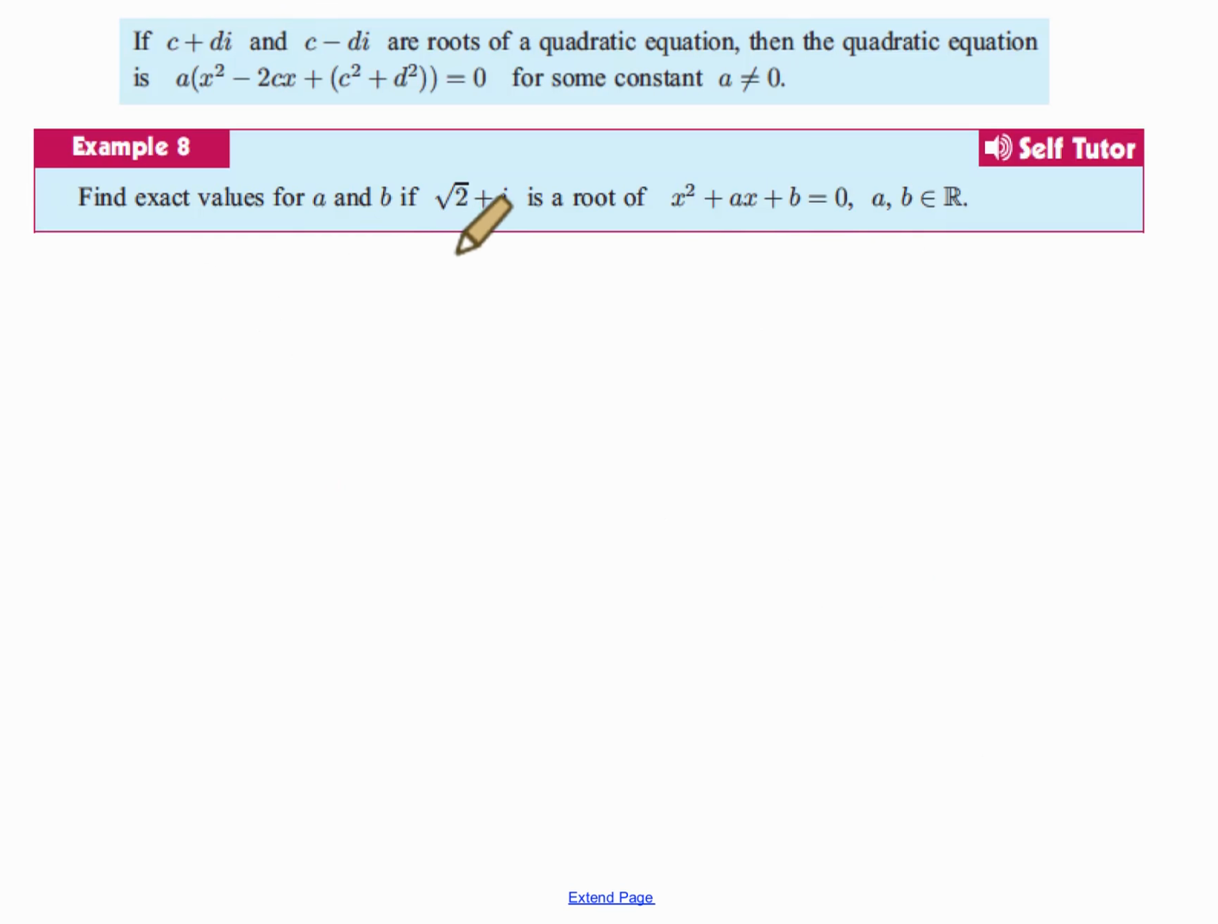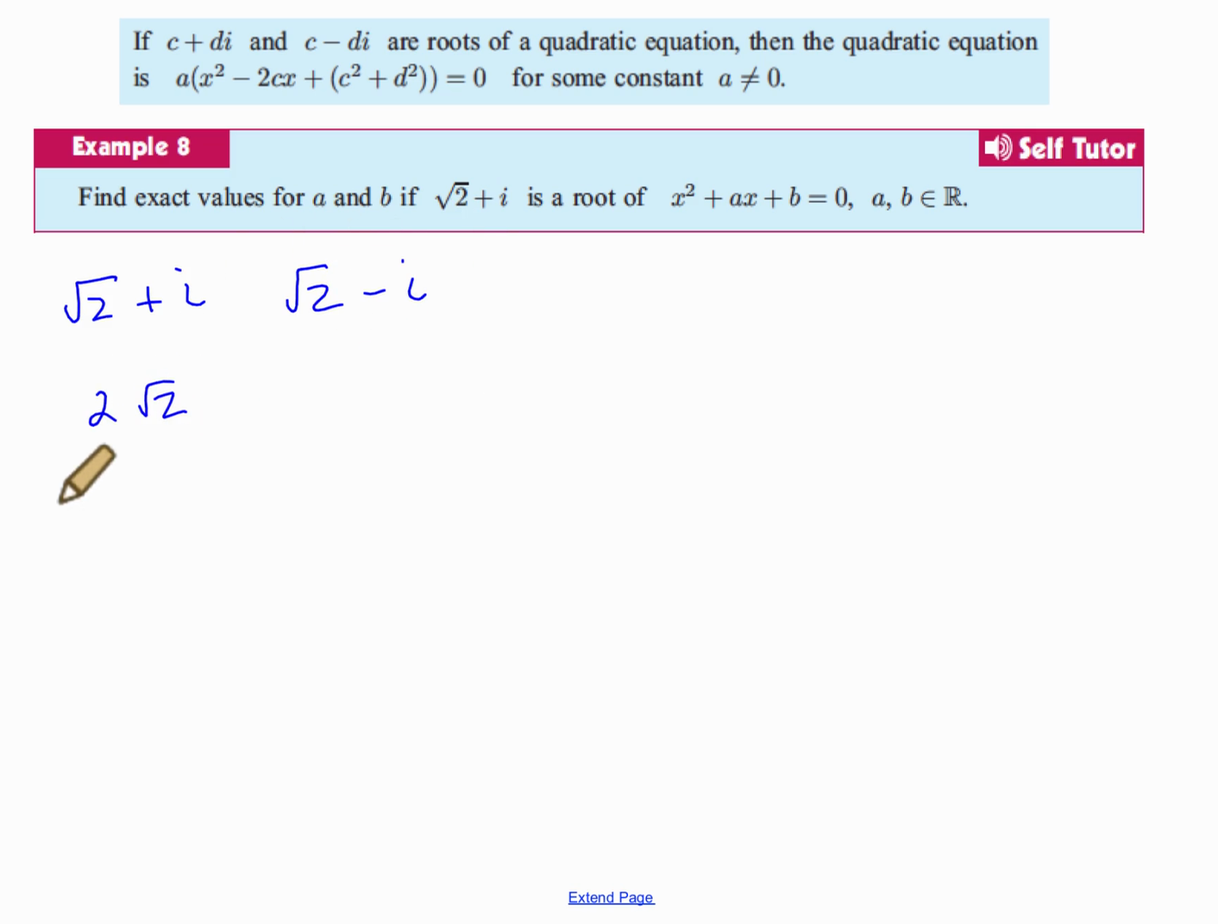Find exact values for a and b if root 2 plus i is a root of x squared plus ax plus b is equal to 0. So here's an example where knowing this really does come in handy. We have the quadratic. It is of this form. There is no a here. So I do know that if root 2 plus i is a root, again, root 2 minus i is also a root. And the sum of these two is 2 root 2.